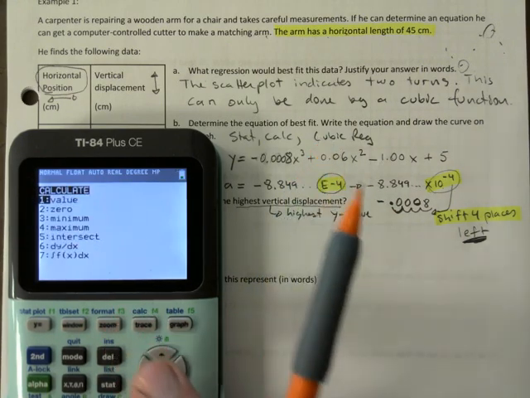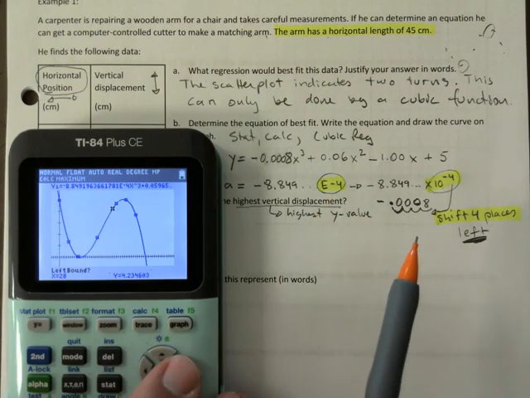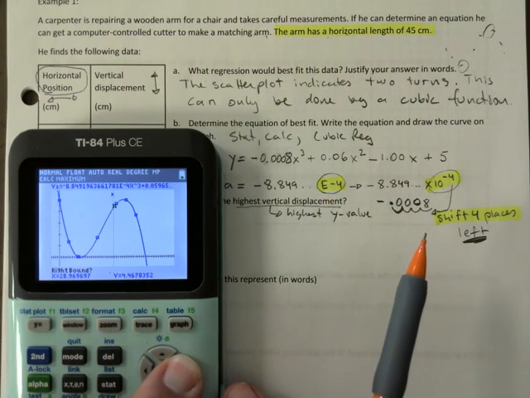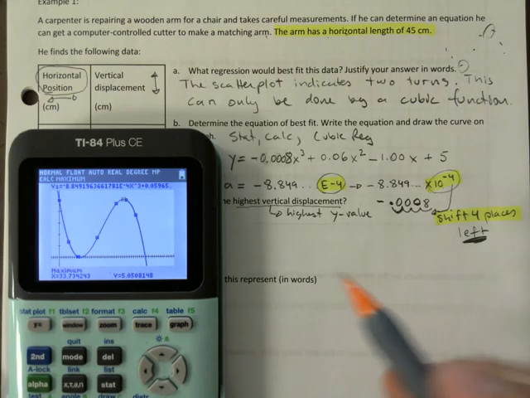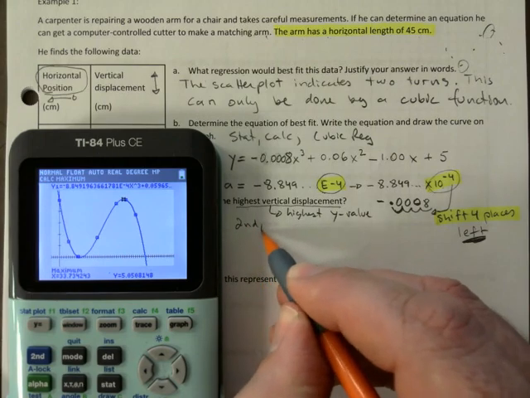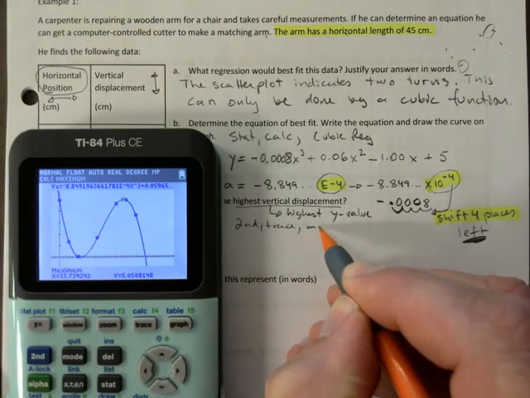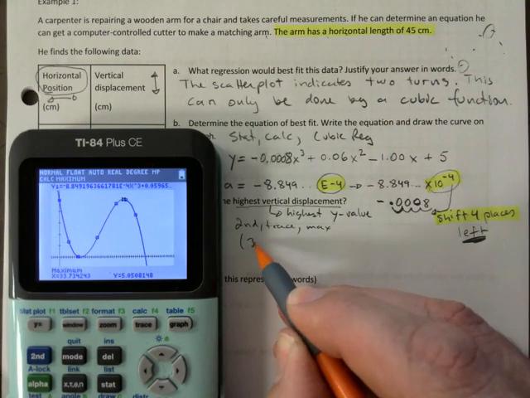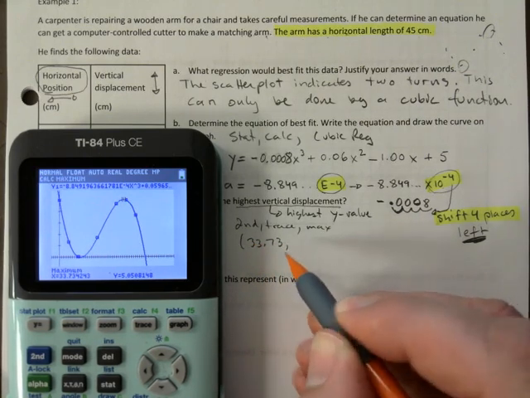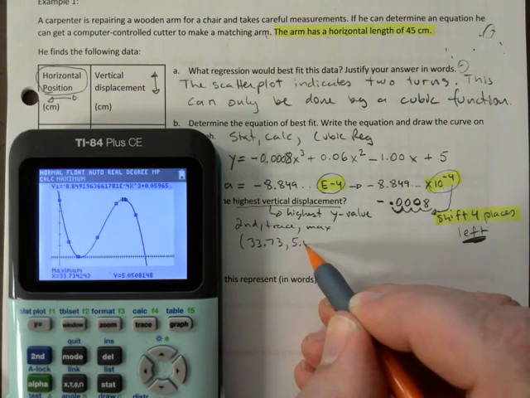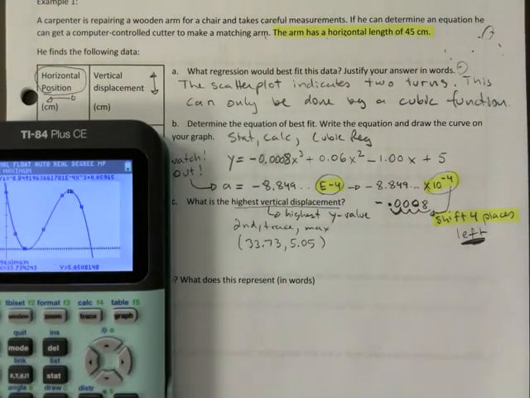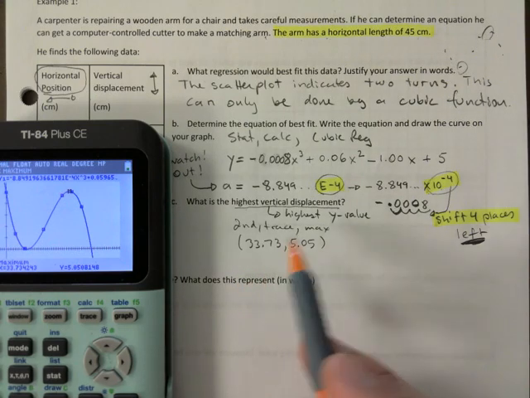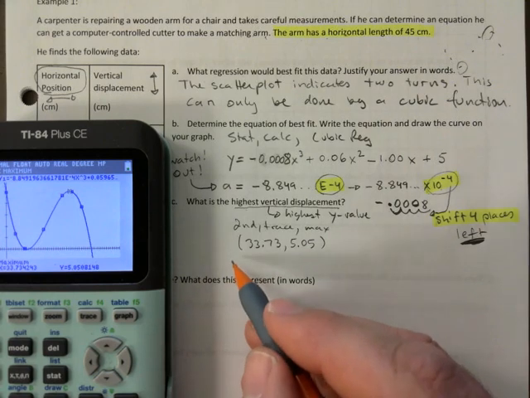Let's do it. Second trace max. I am to the left of it. Hit enter. I am to the right of it now. Hit enter one more time. So second trace max. And this is 33.73, 5.05. The reason why I put down the whole coordinate is because you may need it later on for graphing purposes. So you might as well, while you're at it, just put down the entire thing.